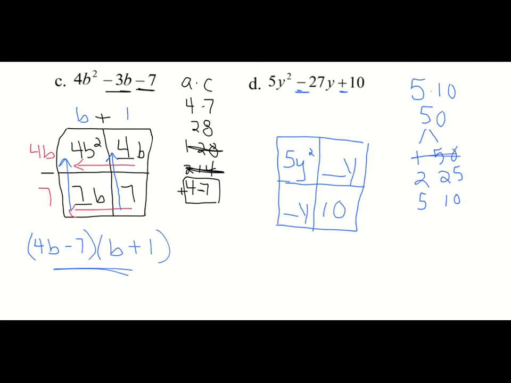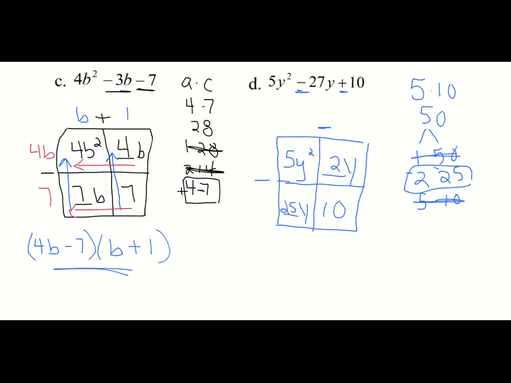So 1 and 50 won't work, and 5 and 10 won't. But 2 and 25 will. So I'm going to put my 2 here, and I know it's a negative 2, so I'll put a negative on the top of the box. And it's a negative 25, so I'll put my 25 there and put my negative on that left-hand side.